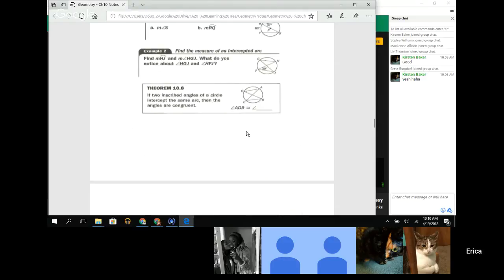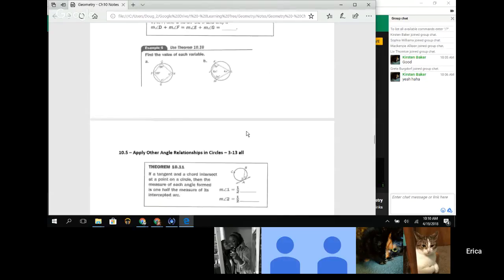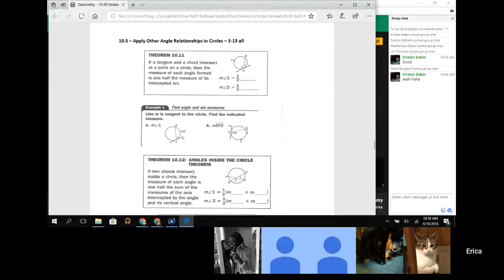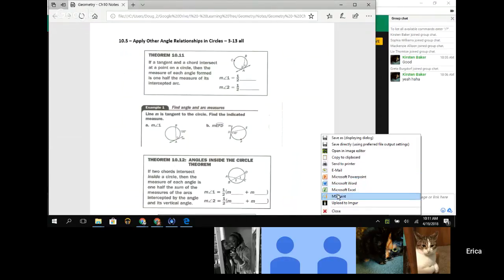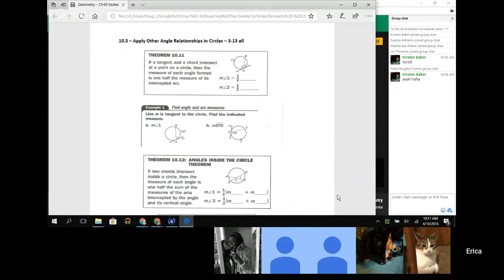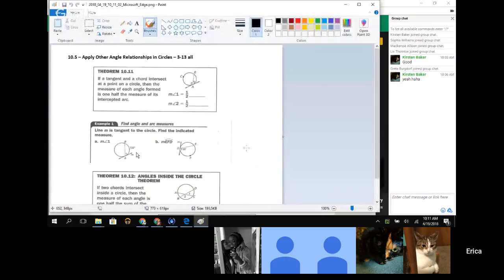So now we're going to switch gears to 10.5. The reason that I wanted to show you that is because we have a similar theorem to go along with this. So let's open this in a new page. Make sure you get your theorem sheets out, right? Okay, so now we're going to talk about angles that are tangent to a point on the circle and the arc that is formed by them.